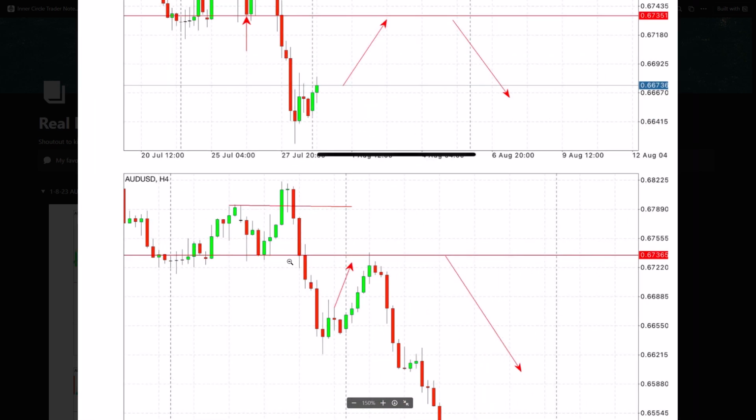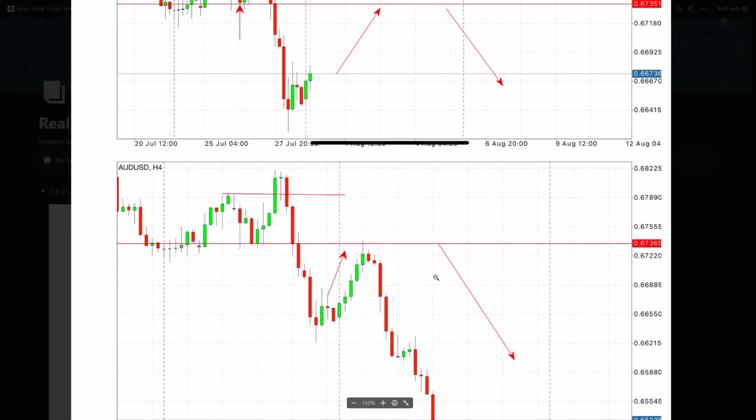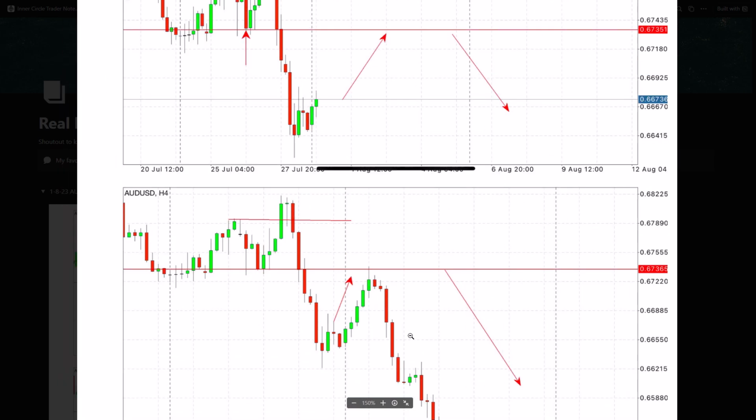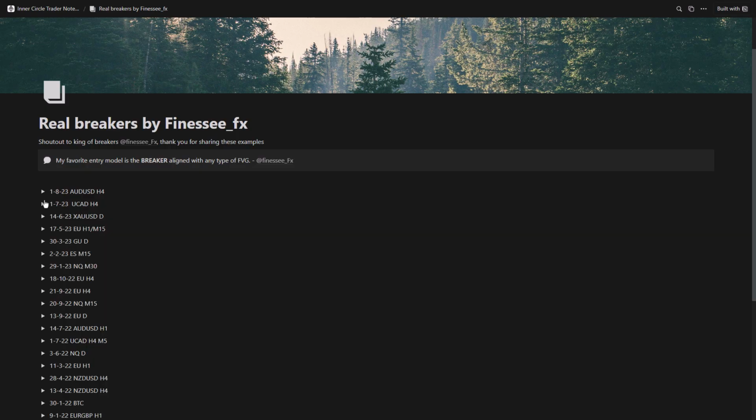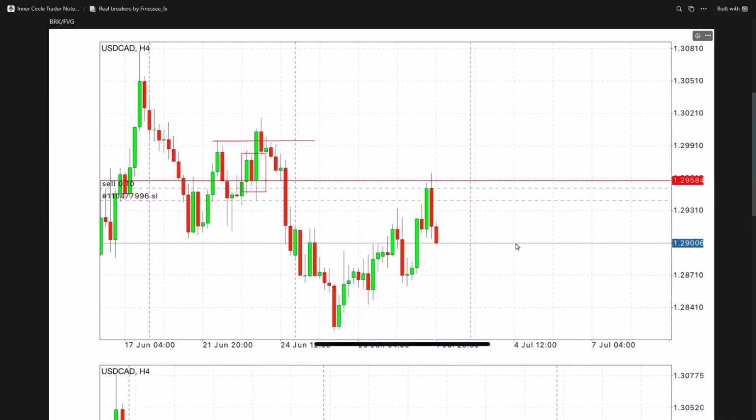Looking down there, we can see price came up, tapped it, did not even bother coming into this fair value gap. It just came to tap the breaker and rejected lower from there. So this is basically an ICT breaker. Let's see if we can get another example.